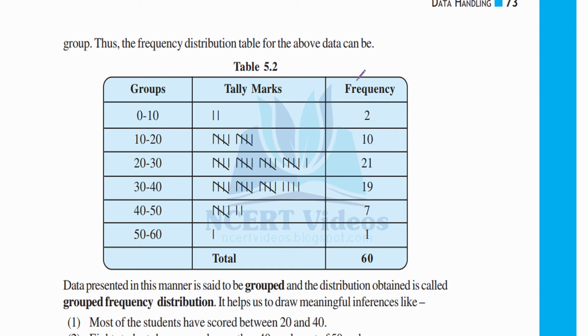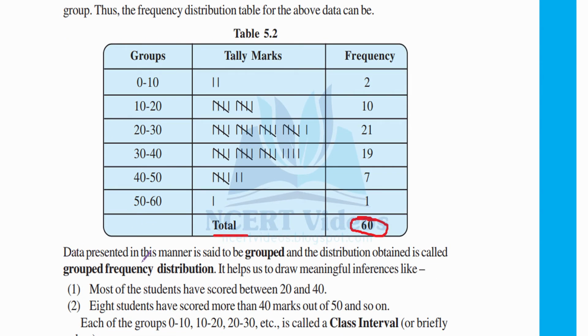So when we add up all these frequencies, that should come equal to 60, because these frequencies are the number of students, and we already know that we are talking about 60 students. So these are the total. Now, data presented in this manner is said to be grouped. Whenever you hear this word grouped, it means we are considering classes or classification, and the distribution obtained is called grouped frequency distribution.